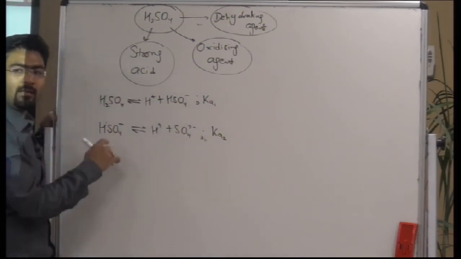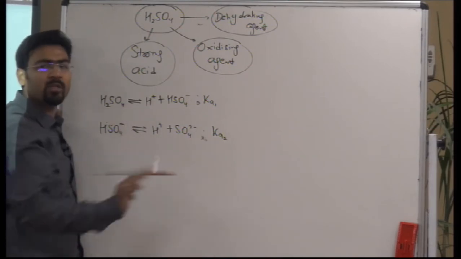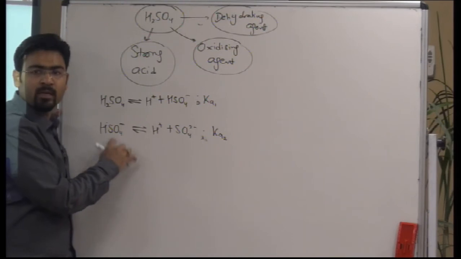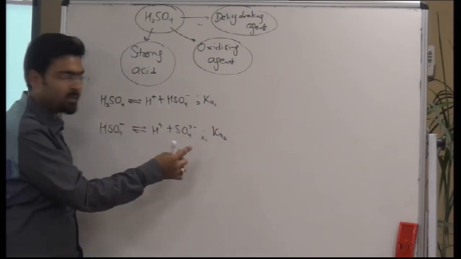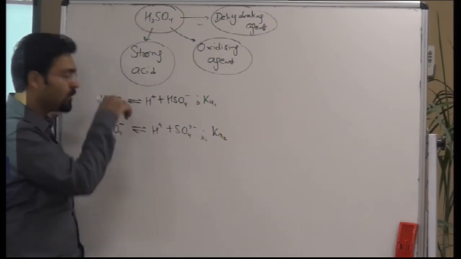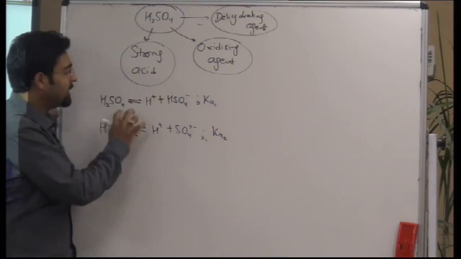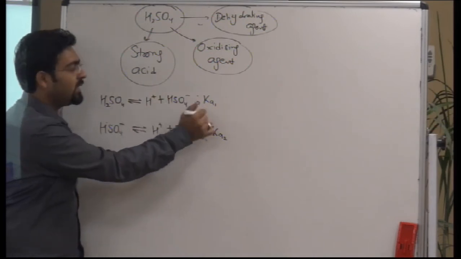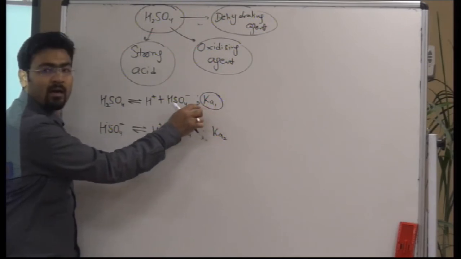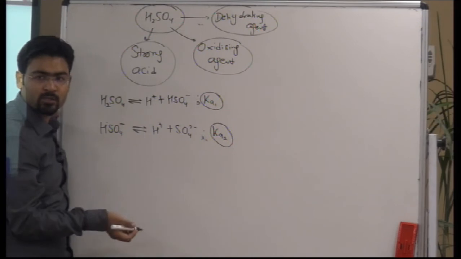For any polybasic acid, which means any acid that can furnish more than one H+, like H3PO4 or H2SO4, whenever we look at their acidic strength, we actually look at the individual removal of each H+. So when the first H+ comes out, the Ka value is called the first ionization constant of the acid. For the second step, it's called the second ionization constant of the acid, and so on.